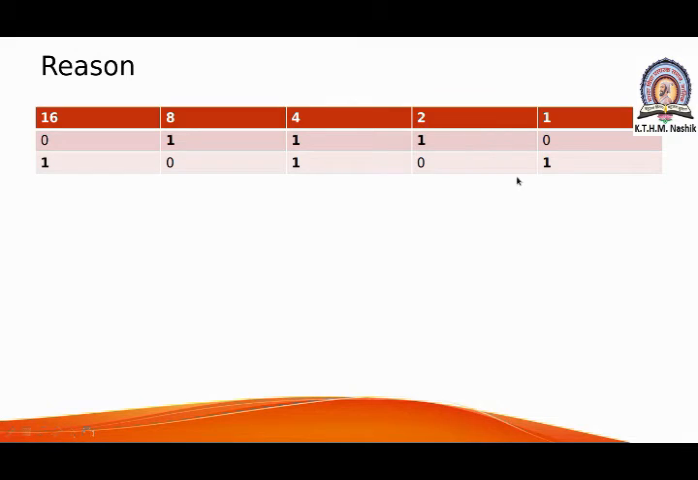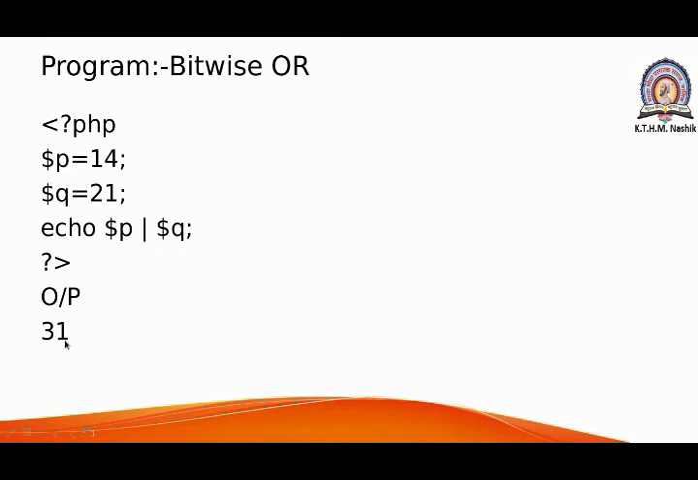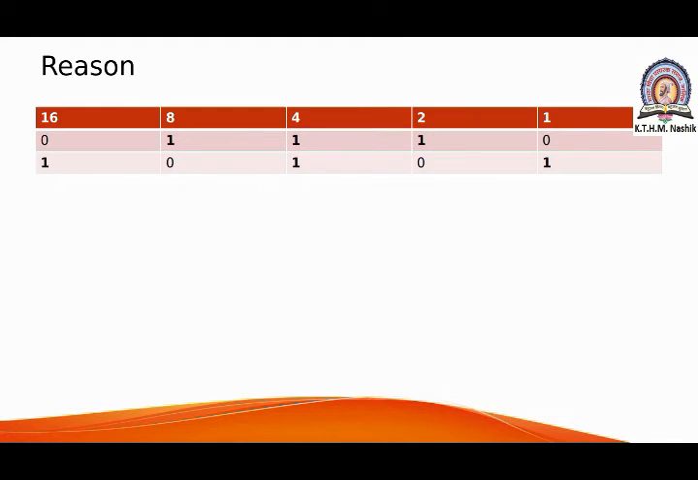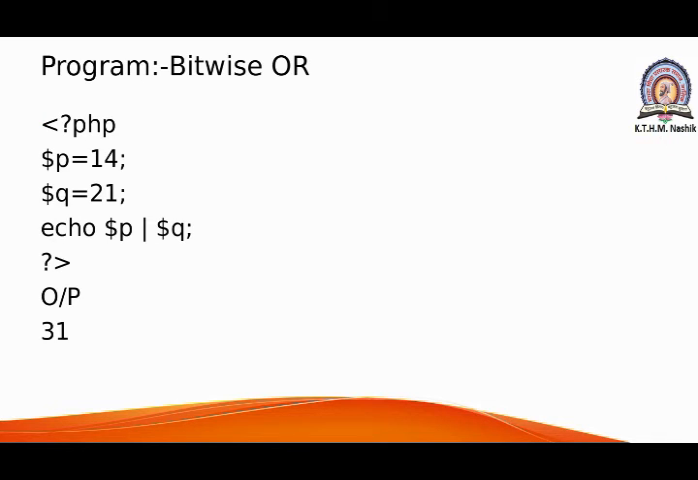So here the output will be accordingly 31, because here we will consider 1 for 16, then again 1 for 8, that means 16 plus 8 is 24. Then in the 4th place 1, we will consider once only. So here 16 plus 8 is 24, plus 4 is 28, then here again in the 2 place 1, so 30, and again in the 1 place 1, so 31 will be the output.